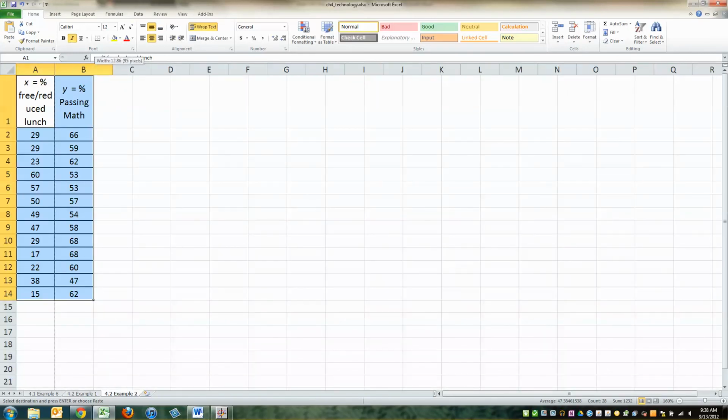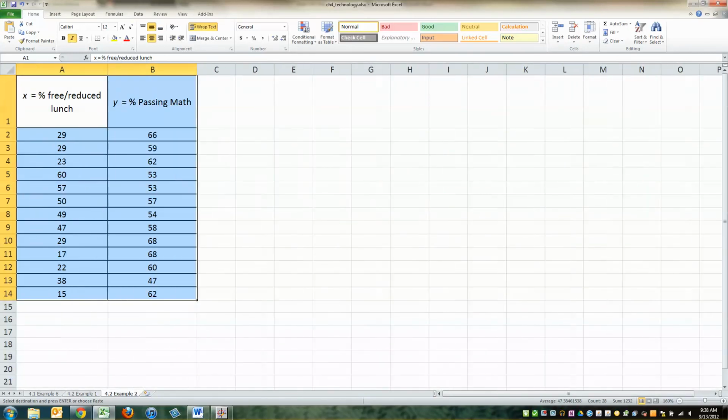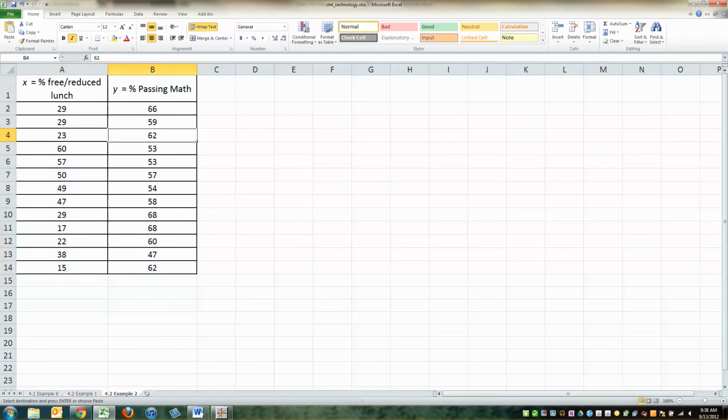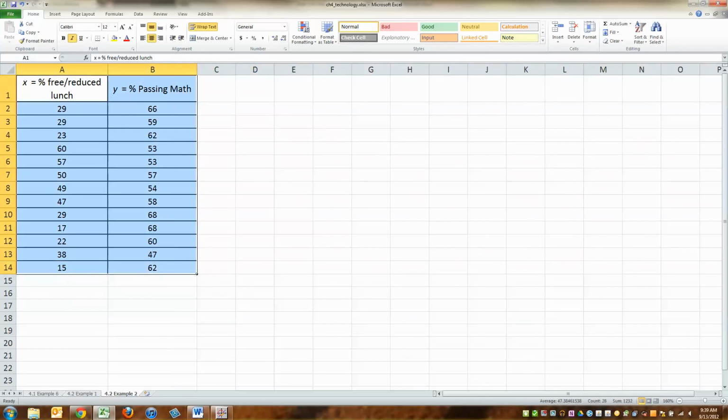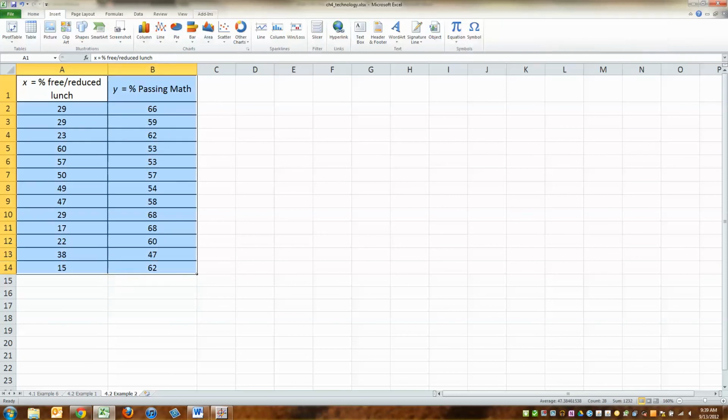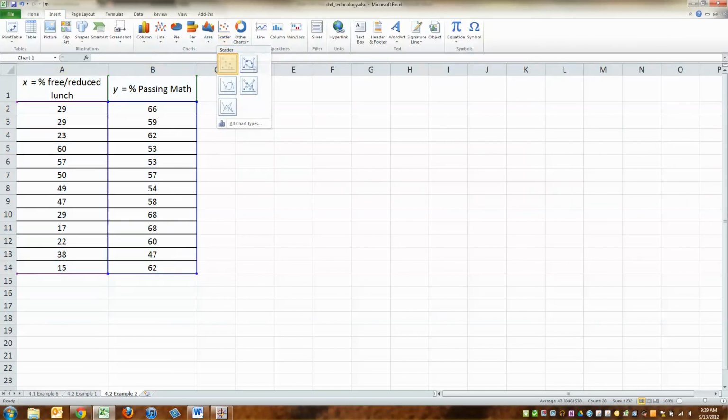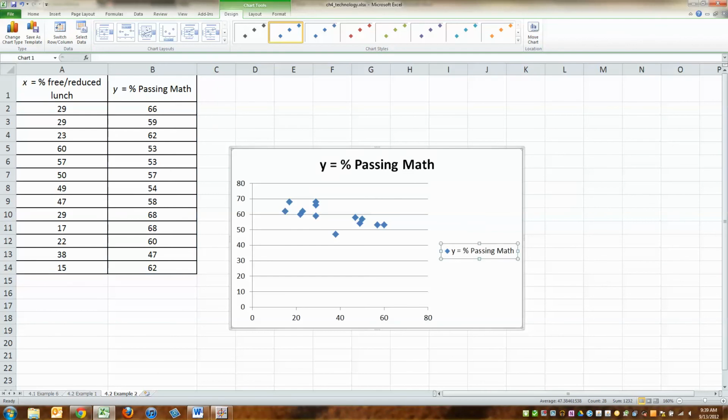Okay, now if you have some enhancements to Excel, if you have the data analysis tool pack, then you can do this a different way, and I know that, but I'm not going to do it that way. So the first thing I'm going to do is show you how to make a scatter plot. You highlight the stuff, you go to Insert, Scatter, Scatter Plot, and then I've got this stuff, right?